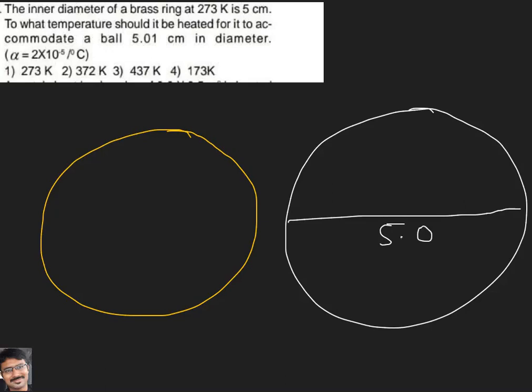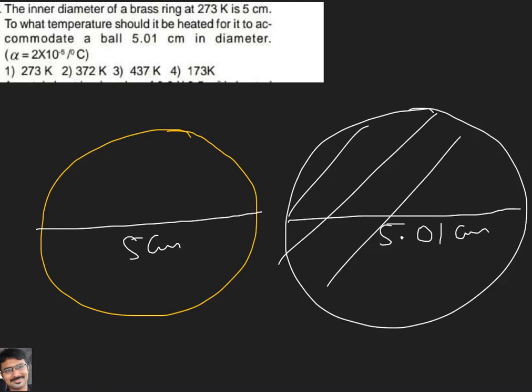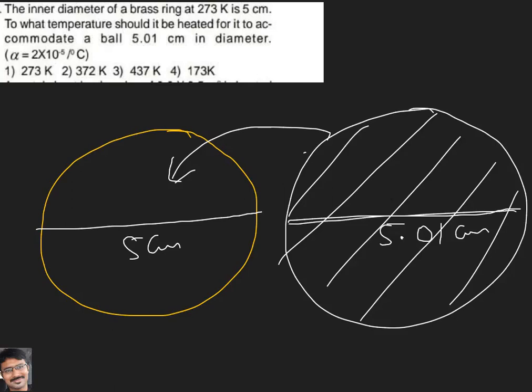5.01 centimeter is the ball diameter. But what is the diameter of this ring? Simply 5 centimeter. Now I want to insert this ball into this ring. That means the ring must expand. So how to insert the larger-diameter ball inside the ring? Observe carefully, but it is a very simple logic.